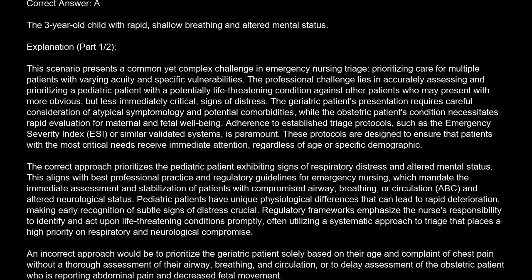This aligns with best professional practice and regulatory guidelines for emergency nursing, which mandate the immediate assessment and stabilization of patients with compromised airway, breathing, or circulation, ABC, and altered neurological status. Pediatric patients have unique physiological differences that can lead to rapid deterioration, making early recognition of subtle signs of distress crucial. Regulatory frameworks emphasize the nurse's responsibility to identify and act upon life-threatening conditions promptly, often utilizing a systematic approach to triage that places a high priority on respiratory and neurological compromise.